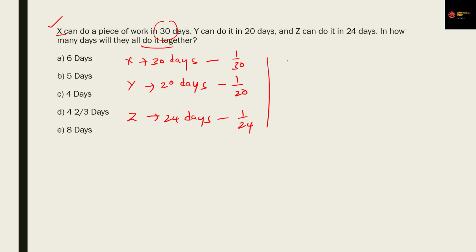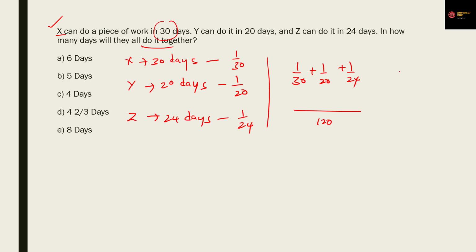So it is very simple. All you have to do is add all these three and you get how much part of the work all three will do in 1 day, and then you can take the reciprocal and you'll get the days they will take to do it all together. So it's very simple here. 1 by 30 plus 1 by 20 plus 1 by 24. Here the LCM of 30, 20, 24 is 120.